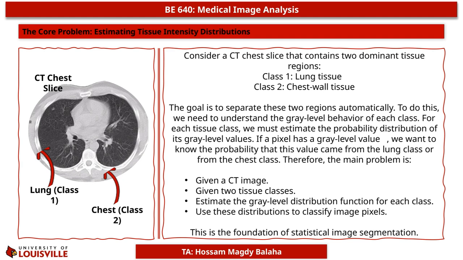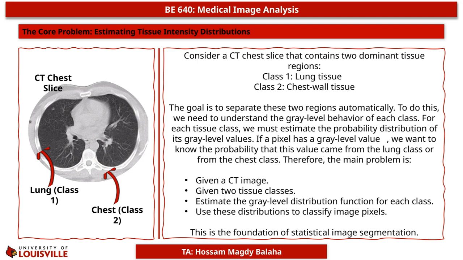To do that, I need to estimate the gray level probability distribution for each tissue class. In practical terms, if a pixel has gray level value Q, I want to determine how likely it is that this value came from the lung class, and how likely it is that it came from the chest wall class.